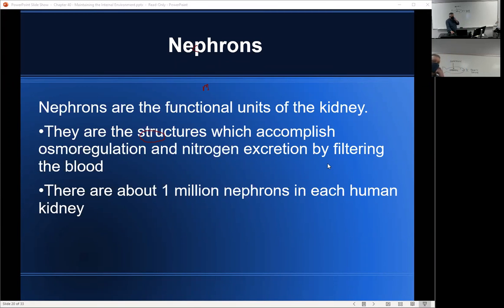Okay, nephrons. Nephrons are the functional units of the kidney, like I just said. They are the structures which accomplish osmoregulation and nitrogen excretion by filtering the blood. You might have noticed in the drawing, there's lots of these little tubes. There are about 1 million nephrons in each human kidney. So 1 million nephrons times 2 kidneys, assuming we have 2 kidneys, that's 2 million nephrons for each individual human.